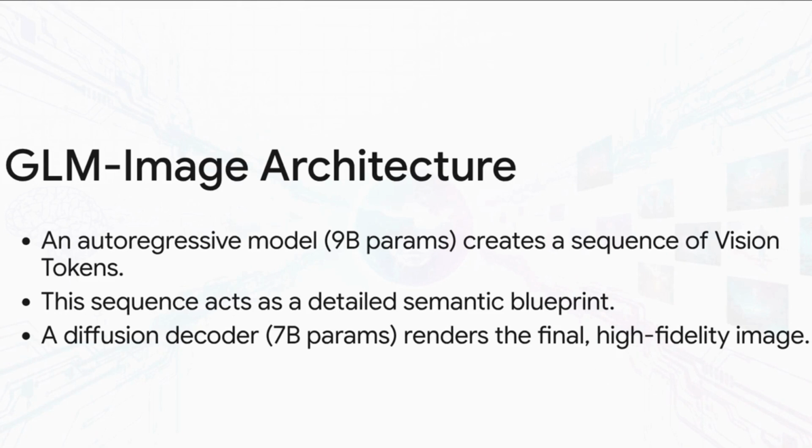So think of it like a two-person team. First, you have a massive 9 billion parameter autoregressive artist that thinks really hard about the prompt. It uses its deep language skills to create an intelligent plan, that sequence of vision tokens we talked about, which acts as a super detailed blueprint. Then, it hands that blueprint over to a 7 billion parameter diffusion sculptor, which takes the plan and executes it with stunning, fine-grained, photorealistic detail. It's a brilliant division of labor.